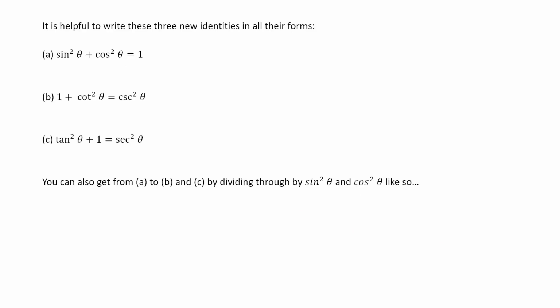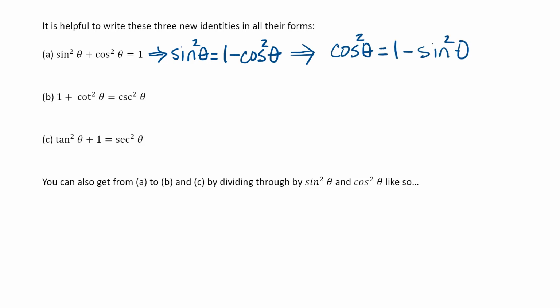So let's look at how we can make sure we know what they look like in all their forms, so that if we're doing a trig derivation, we will recognize them. So sine squared theta plus cosine squared theta equals 1. You can rewrite it as sine squared theta equals 1 minus cosine squared theta. That's one way you might see it. Another way is cosine squared theta equals 1 minus sine squared theta.